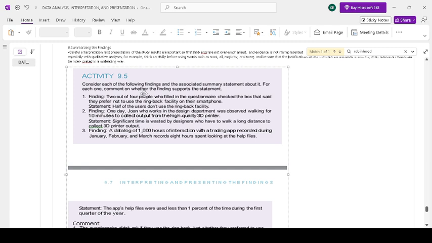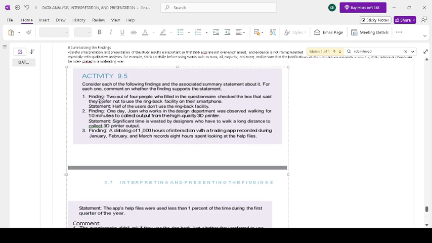Consider each of the following findings and the associated summary statement about it. For each one, comment on whether the finding supports the statement. First finding: two out of four people who filled in the questionnaire checked the box that said they prefer not to use the ringback facility on their smartphone. Statement: half of the users don't use the ringback facility.